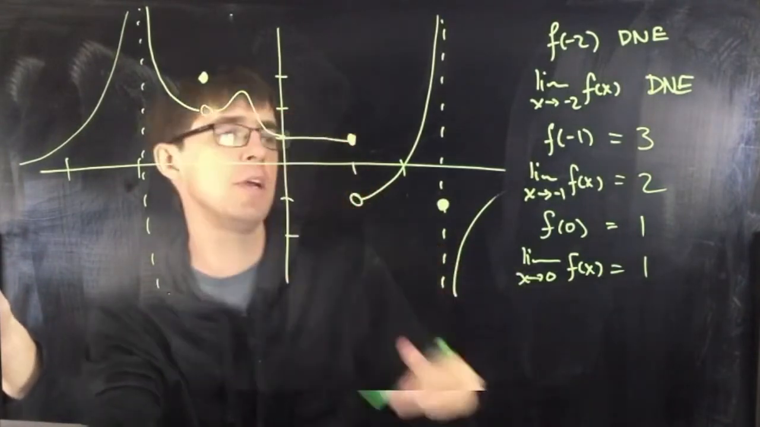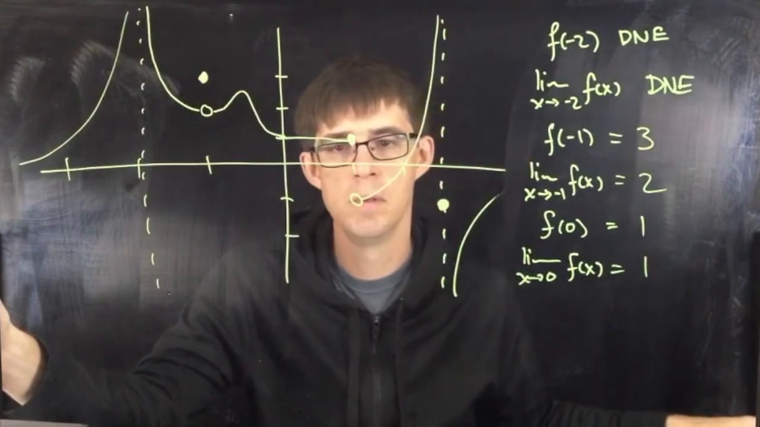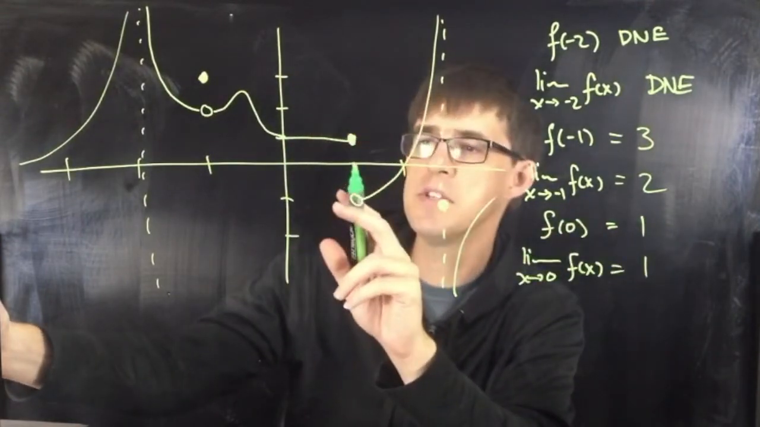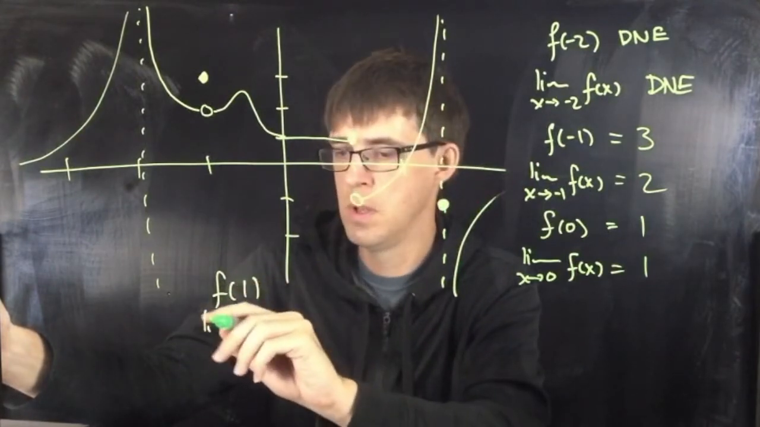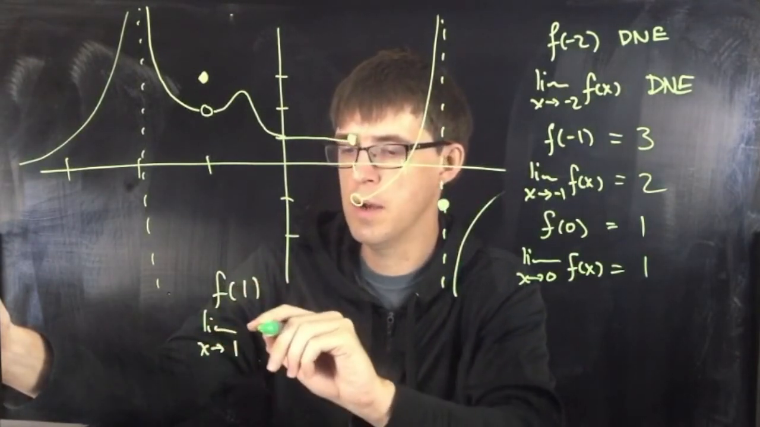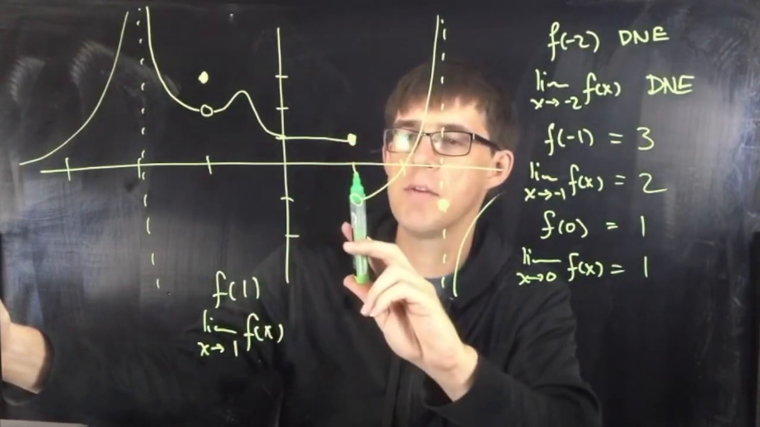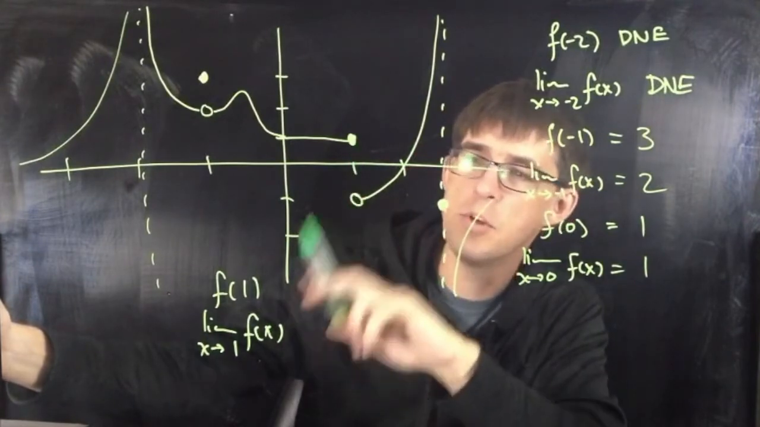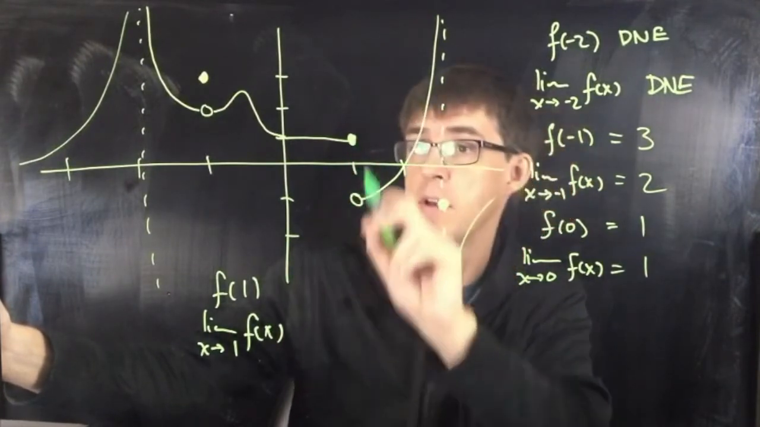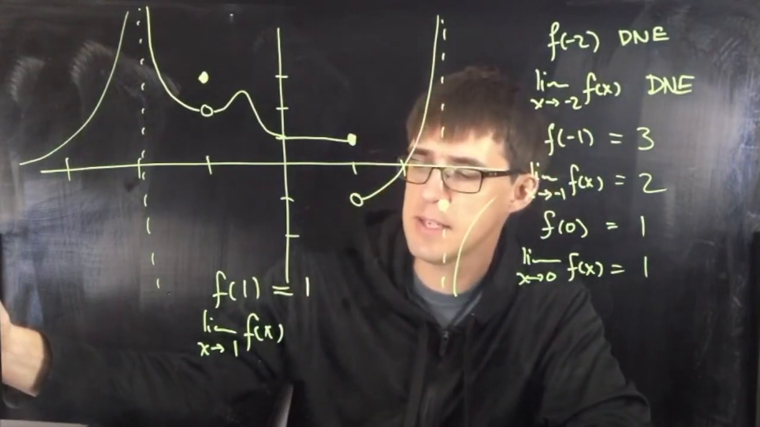All right, how about this one here? Am I running out of room? Maybe I'll just write them down here. This is x equal 1. So I want to know f of 1 and also lim x goes to 1 of f of x. What is f of 1? Right here, what's the y value? I've got the empty and the full. You use the filled in value for the y value, that is 1. So f of 1 is 1. The limit as x goes to 1.